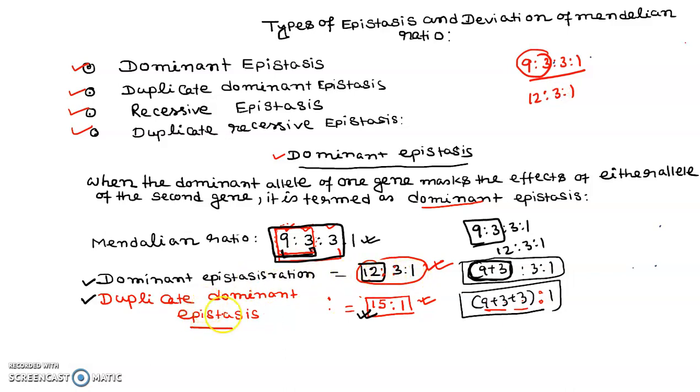For duplicate dominant epistasis, add the first three: 9 plus 3 plus 3, that is 15:1. That is duplicate dominant epistasis.